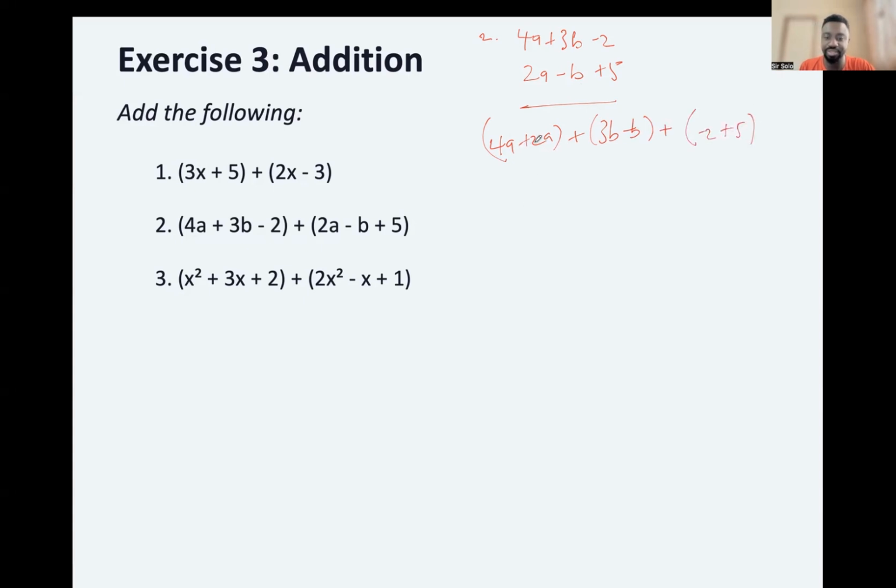So 4a plus 2a, we add the coefficients, and you get 6a. Then 3b minus b, you get 2b. Then minus 2 plus 5 gives 3. So you have 6a plus 2b plus 3. So that's the answer. Good. Now, the next thing is the next addition.